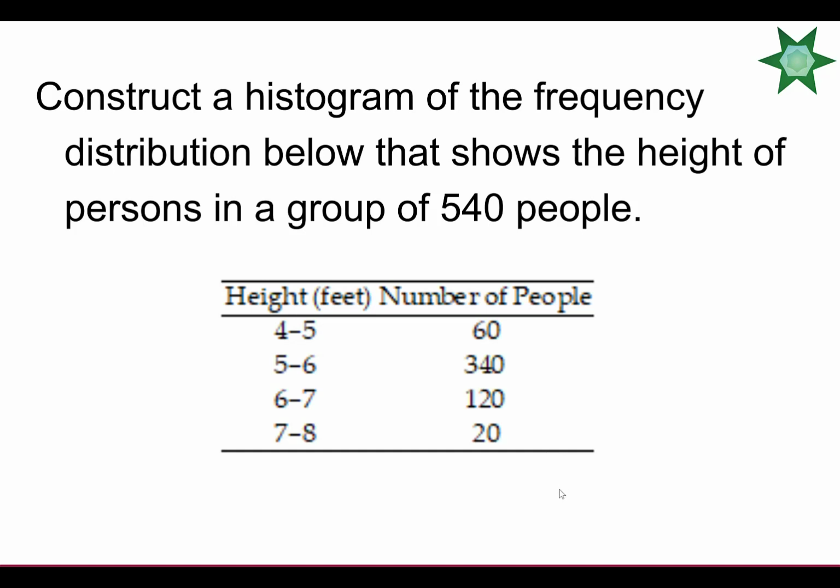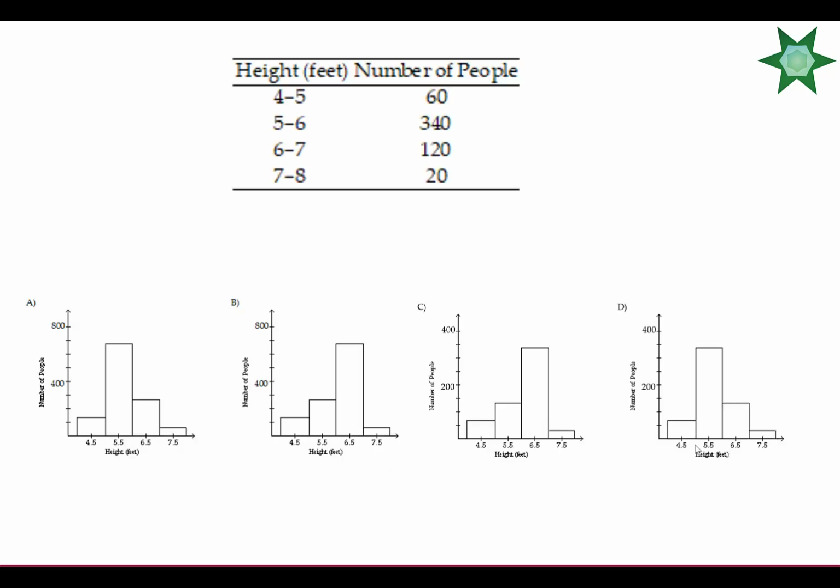So construct a histogram of the frequency distribution below that shows the height of persons in a group of 540 people. And the heights are grouped here from 4 to 5 feet, 5 to 6, 6 to 7, 7 to 8. And it's a multiple choice question. Now, what you want to look at, first of all, is the numbers of people here, which range from 20 up to 340. So the first thing I'm going to look at is along your y-axis, the frequencies that we're seeing here. In some cases, they're going up a lot higher than what we're seeing in our different classes up here.